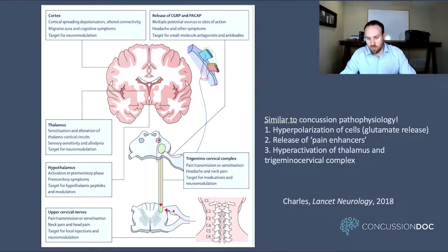So first off, you get a hyperpolarization of cells, which is an excitatory phase. Then you get a release of what's called pain-enhancing chemicals, things that make your nervous system more sensitive to pain responses. And then there's some stuff that happens within the brain stem and also with some of the receptors in the areas of your neck. So even neck dysfunction can contribute to migraine headache pain, which is, again, why some people that get chiropractic manipulations actually benefit from this from a headache or migraine perspective. Okay, so that's kind of the pathogenesis of migraine.